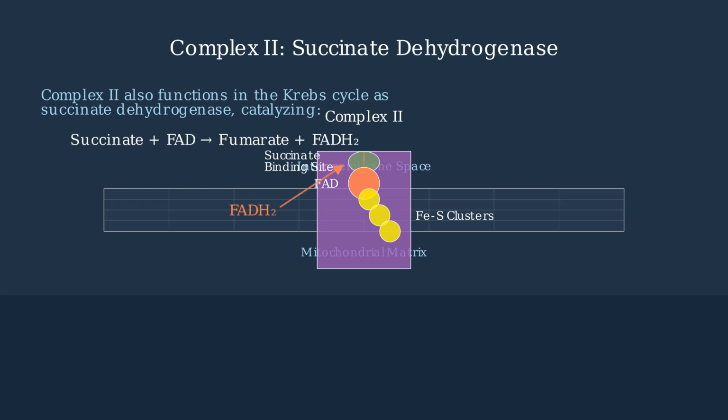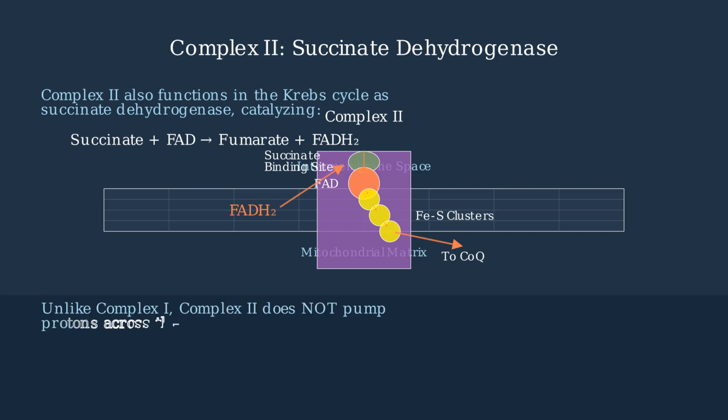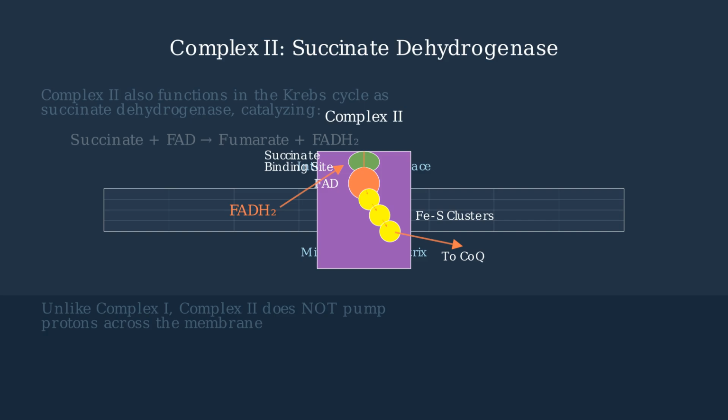During this reaction, electrons from succinate are transferred to FAD, generating FADH2. These electrons then flow through the iron-sulfur clusters and eventually to coenzyme Q. Unlike complex 1, complex 2 does not pump protons across the membrane. This means it contributes to electron transport, but does not directly contribute to the proton gradient that powers ATP synthesis. Complex 2's dual role as both an electron transport chain component and a Krebs cycle enzyme makes it an essential link between these two critical metabolic pathways.